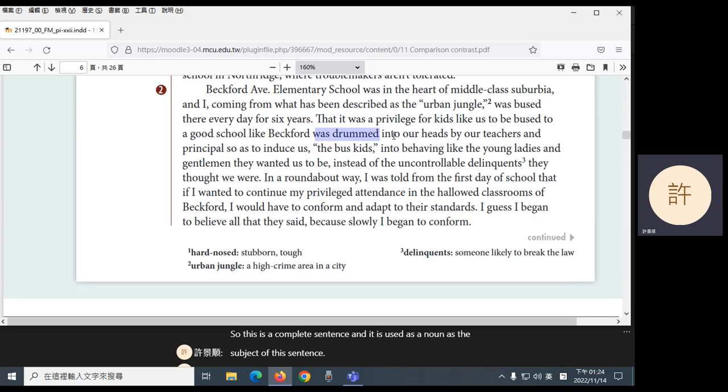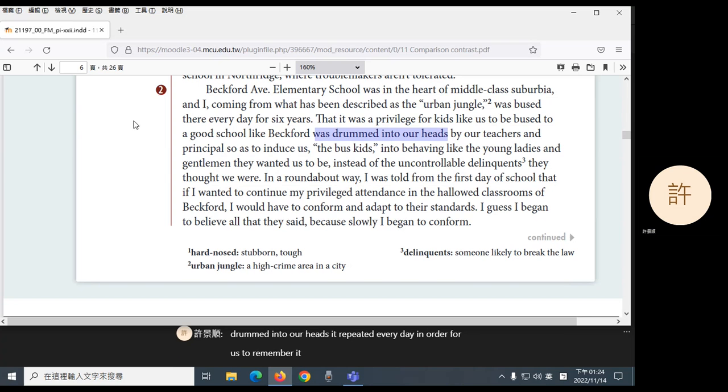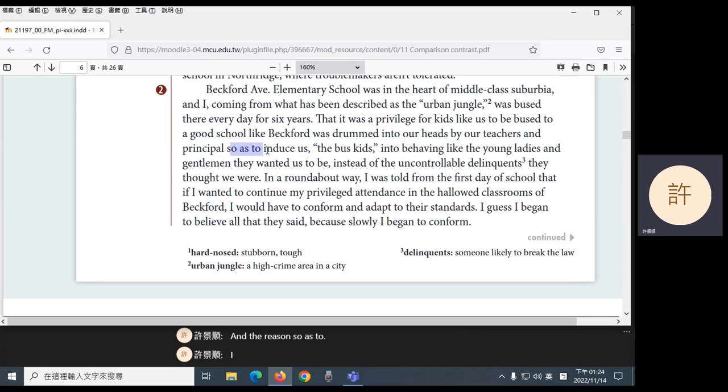This is the verb. It was drummed into our heads. It was repeated every day in order for us to remember it. And the reason, so as to, is to induce us into behaving differently. They kept doing this in order to make us into some different kind of person.